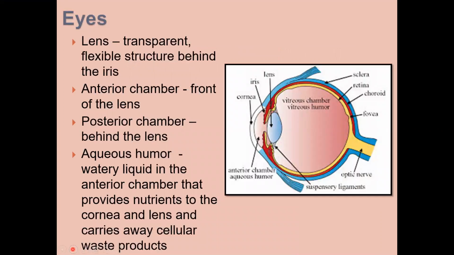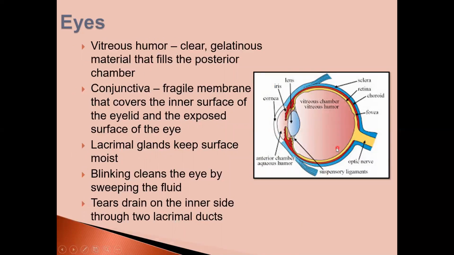Moving along, the lens is a transparent, flexible structure behind the iris, and the lens is right here. The anterior chamber is in front of the lens, and the posterior is behind. The aqueous humor, a watery liquid in the anterior chamber, provides nutrients to the cornea and lens and carries away cellular waste products. And then there's the vitreous humor, in this section here. It's a clear gelatinous material that fills the posterior chamber.